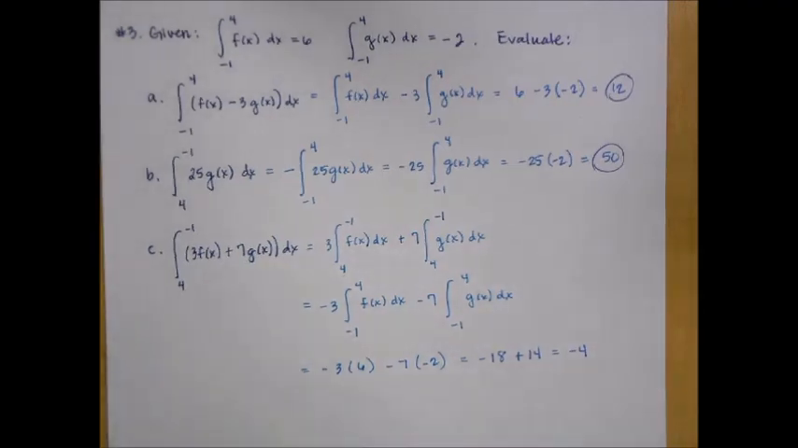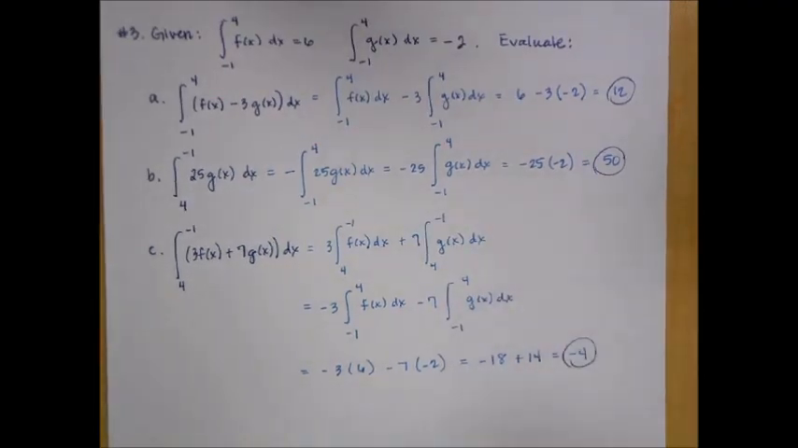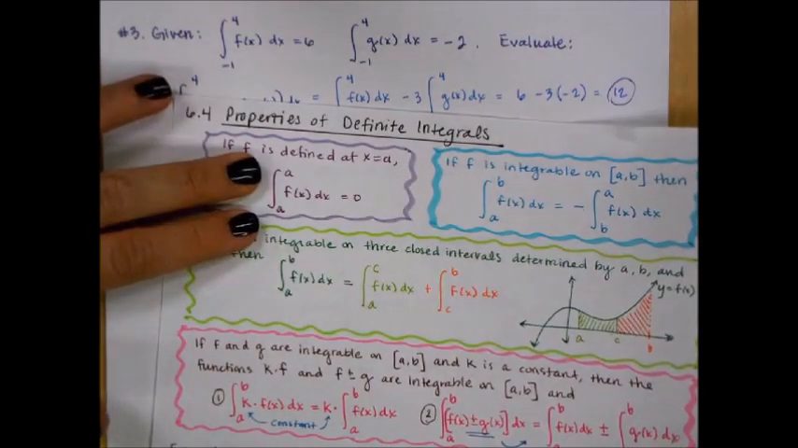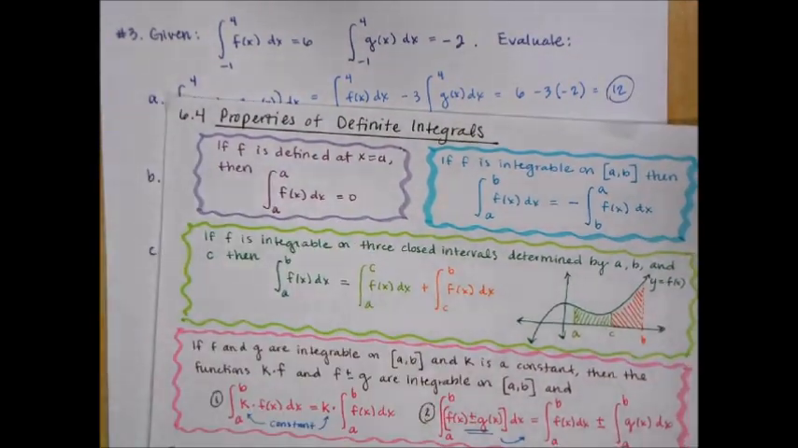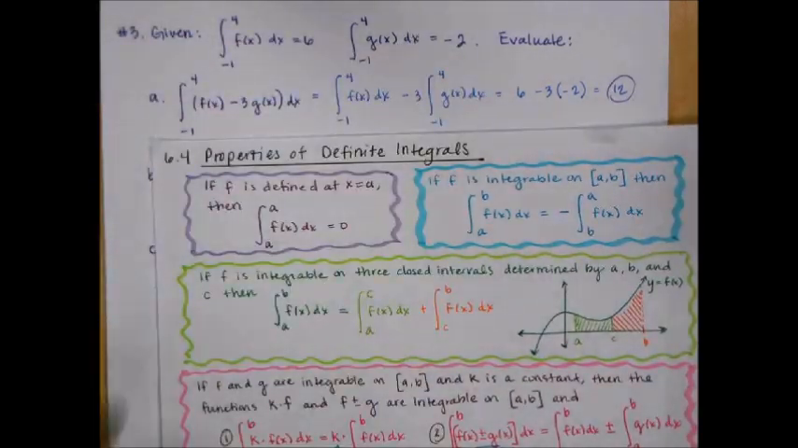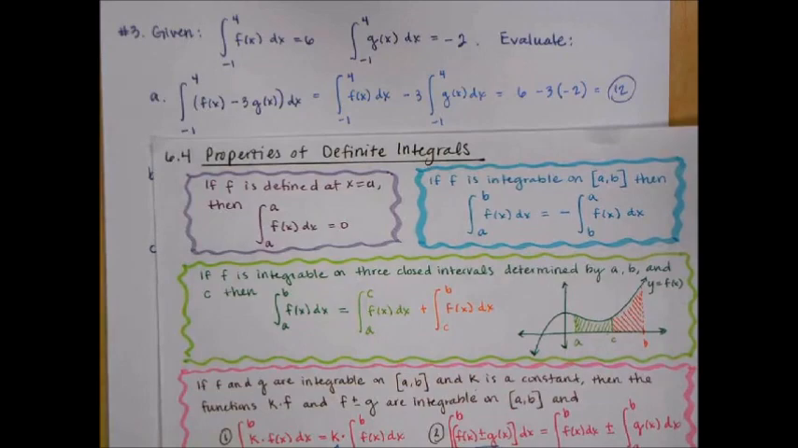So I hope you understand how to use the properties that I gave to you. I think the easiest is that very first one that defined from any value to itself is always going to be 0. So keep that one in mind because besides the properties given, this one will always apply as well. And then that's going to be it for our notes on 6.4.